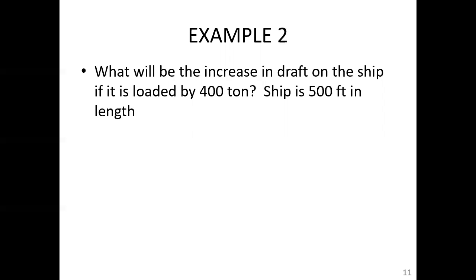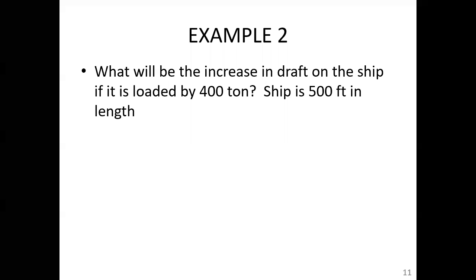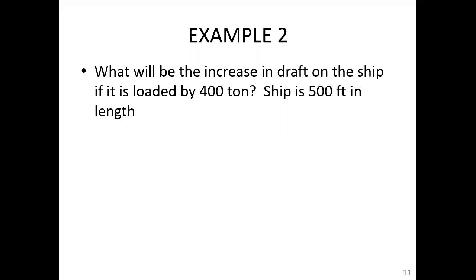So that was the first example. If there's any questions, give me a holler, but I'm going to jump into the next example. So we're going to have a ship, and the ship already has a weight. It's already floating in the water. And what we want to do is add 400 tons to it. And we're asking, what's the increased draft? How much is that ship going to sink in the water if we add 400 tons to it?